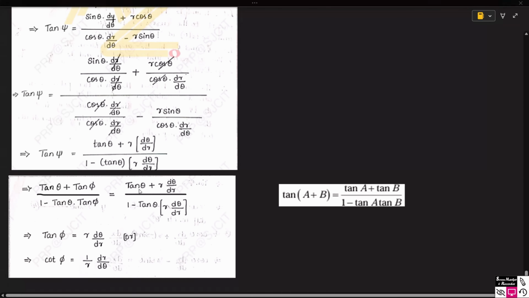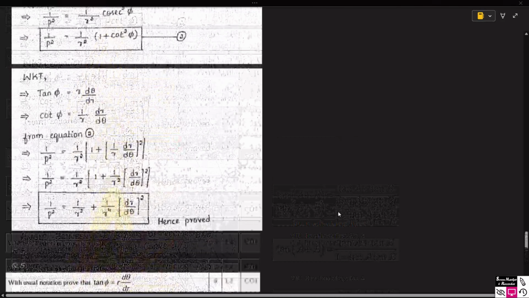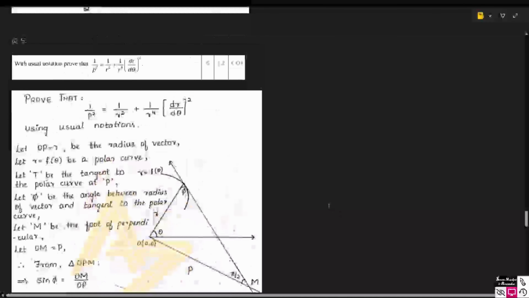We are comparing this and this equation. So tan theta equal to tan theta, good. Tan phi equal to r dr by d theta. So this is the required solution. See, tan phi equal to r dr by d theta. So we get the final solution. If we take the reciprocal, we get cot phi equal to 1 by r dr by d theta. Okay, this one was the first proof, and we have another proof of the problem with usual notation.